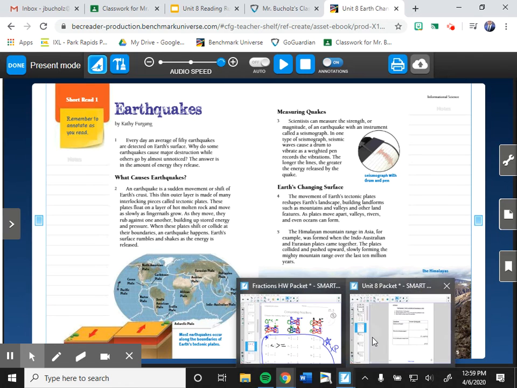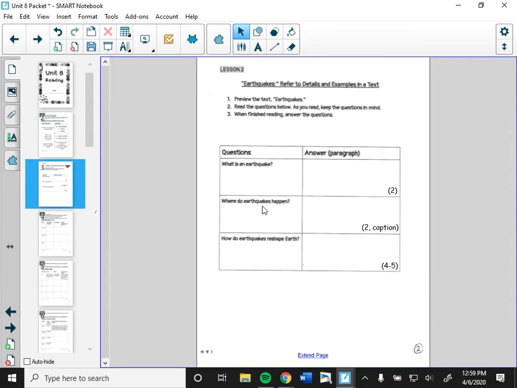Next, after you preview the text, you're going to read the questions below. What is an earthquake? Where do earthquakes happen? And how do earthquakes reshape Earth? As you read, keep the questions in mind. When you're finished reading, answer the questions. I gave you the paragraphs to where you can find them.